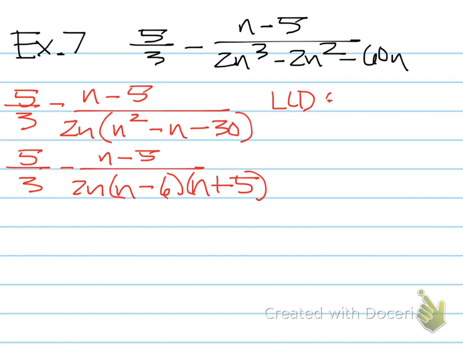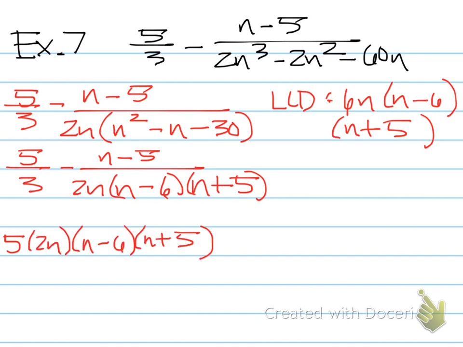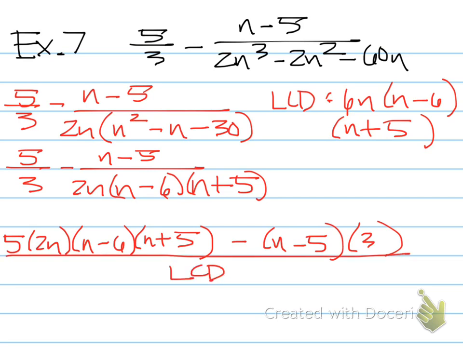The LCD is 3 times 2 times n minus 6 times n plus 5. So 3 times 2 is 6, and then n minus 6, n plus 5. So we have to multiply that first denominator by 2n, n minus 6, n plus 5 to get the LCD. So we have to multiply the numerator by that same thing. Second denominator, we just need to multiply the second denominator by 3 to get the LCD.